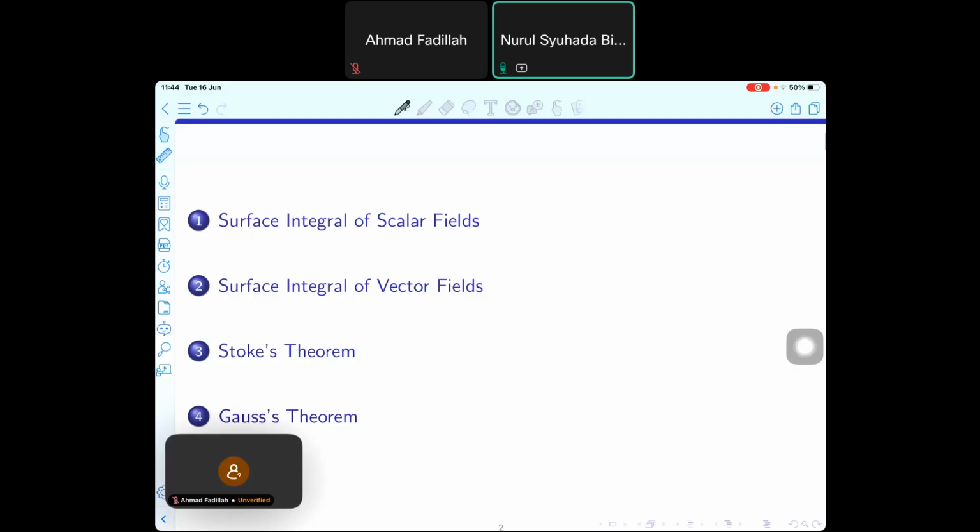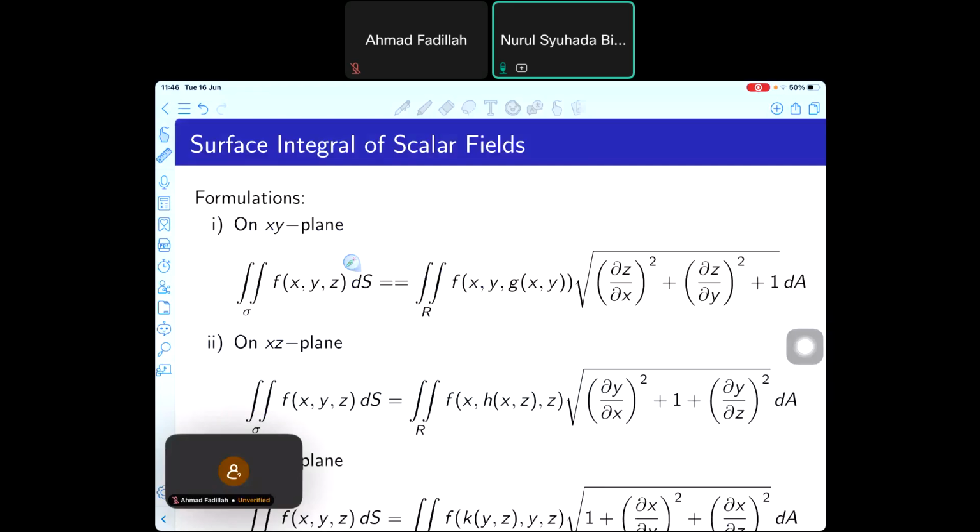and then we will substitute in f here. Then we will write dS in the form where we have the square root of the partial derivative of z with respect to x squared, plus the partial derivative of z with respect to y squared, plus 1, dA. And here R, again I repeat, is the projection of the surface on the xy plane. So this is the formulation of the surface integral on xy.